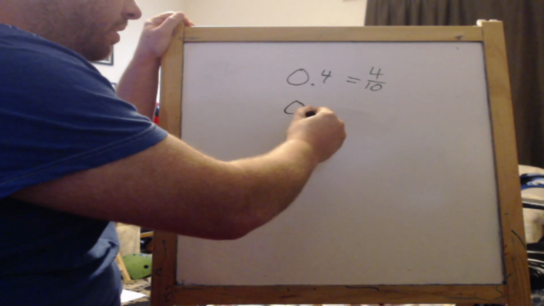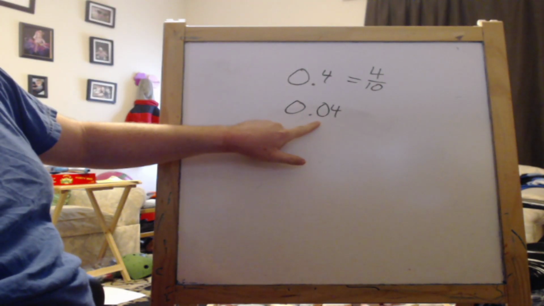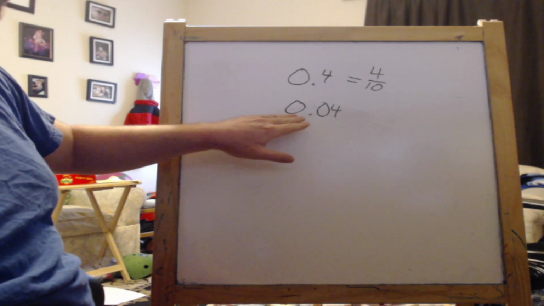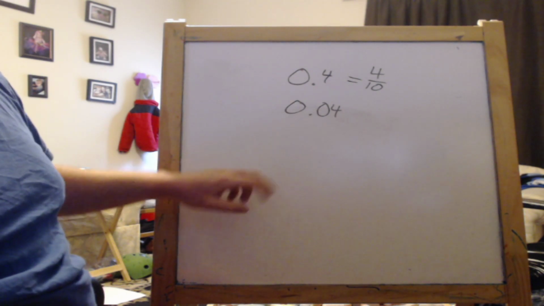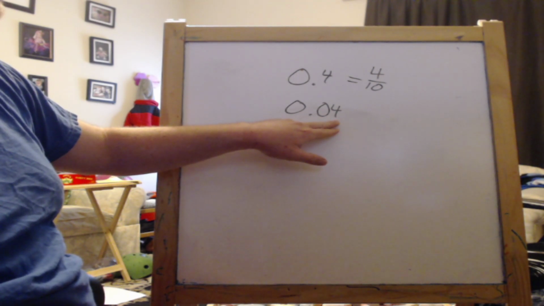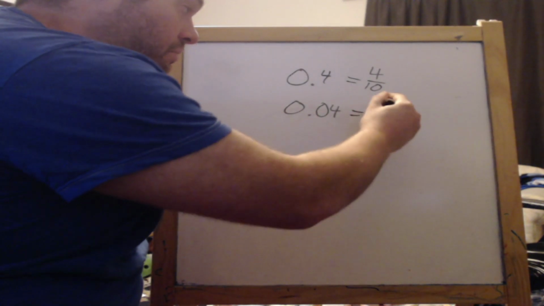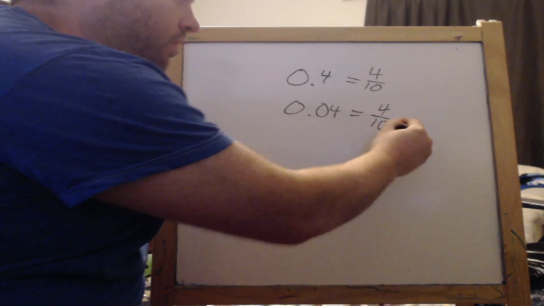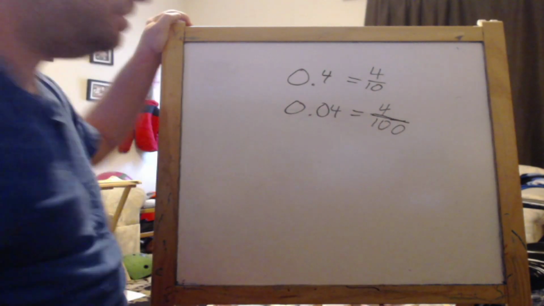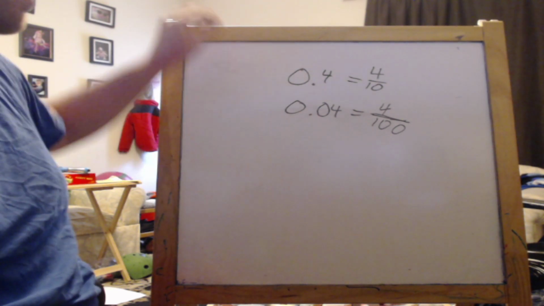Now if I did this, colloquially a lot of people say 0.04. But since the 4 is in the hundredth spot, this is equal to 4 hundredths, which would then be 4 over 100. Okay? 4 hundredths. It's the same exact number, fraction and decimal.